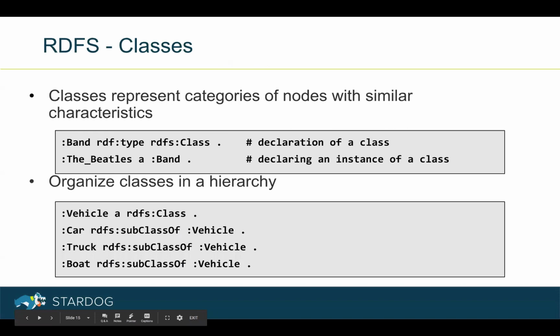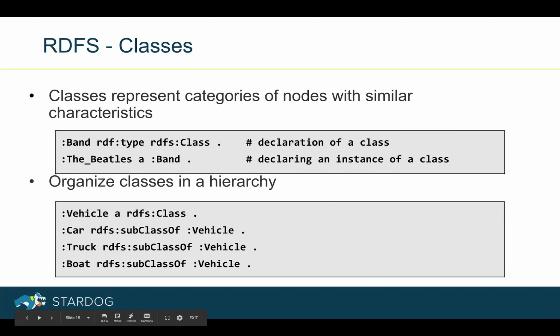As I mentioned earlier, RDFS introduces the concept of a class. So a class here is simply a category of nodes with similar characteristics. In this case, I'm declaring band to be a class by using RDF type as the predicate. Then I'm declaring the Beatles to be a band using that A shortcut.